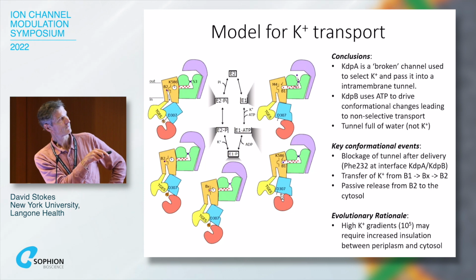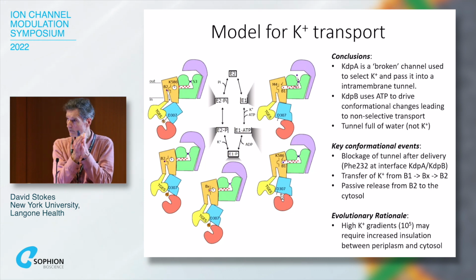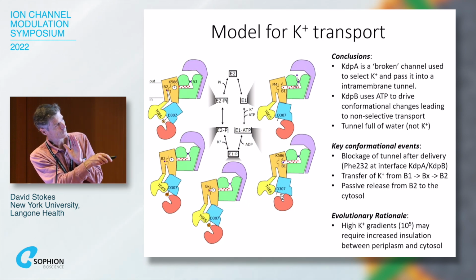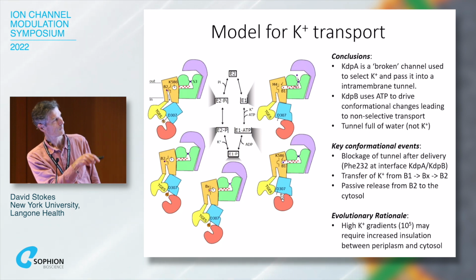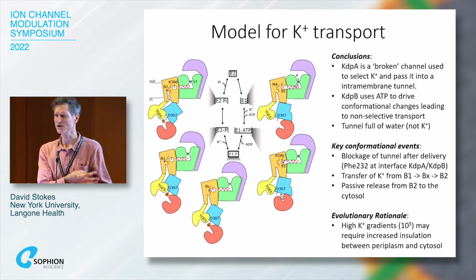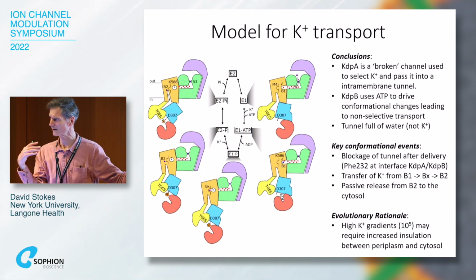The key conformational event is the blockage of the tunnel with that phenylalanine residue, which represents the occluded state. And then this transfer between the different sites in KdpB is the power stroke, with the passive release to the cytosol. So why is it so weird? Why don't they just use a normal P-type pump, which is just a single subunit, which binds from one side and releases to the other side?